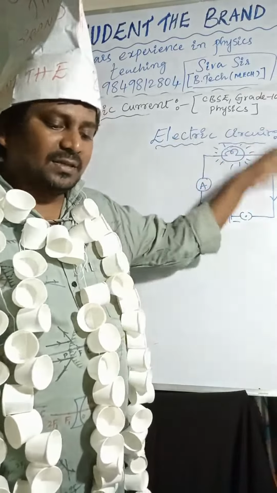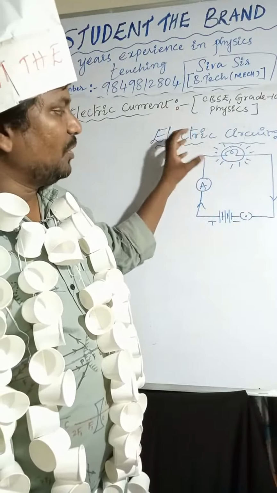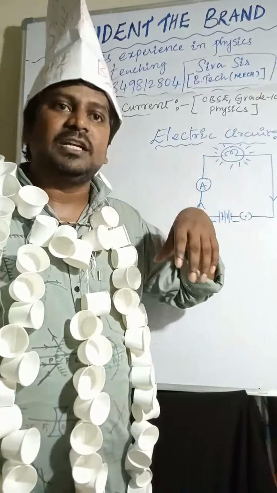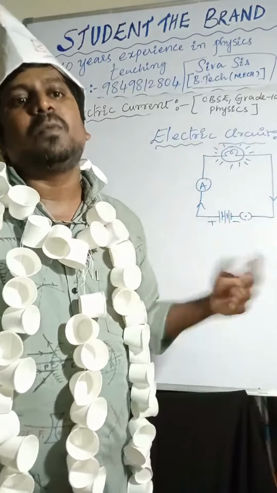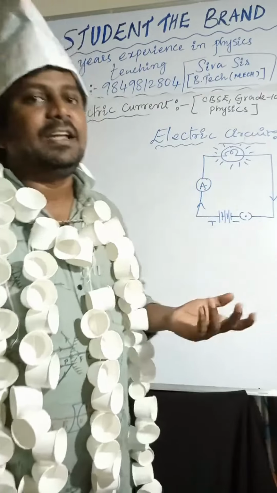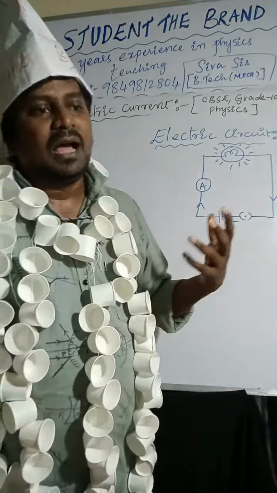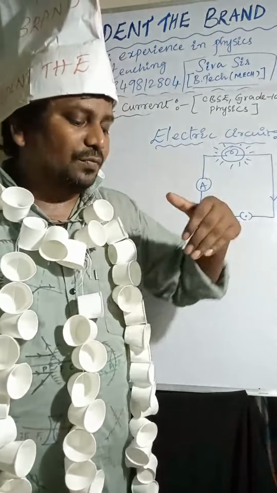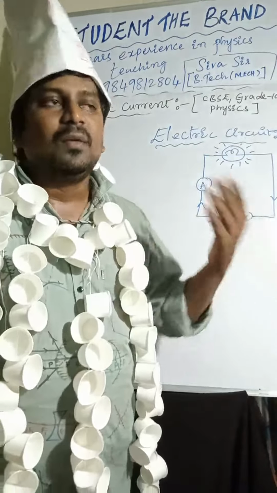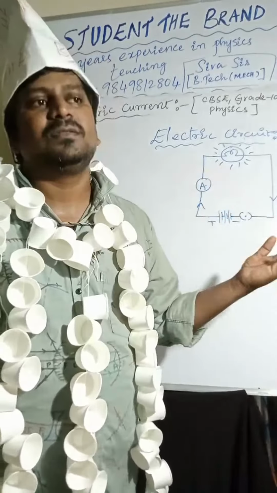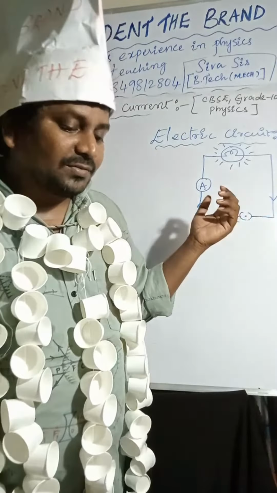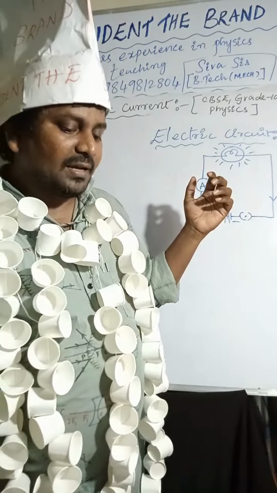So if the current is passing here, the current is passing from positive terminal to negative terminal. Before the discovery of electrons and protons, scientists gave the definition that the flow of positive charges is considered as the flow of electric current. But actually after the discovery of electrons and protons, scientists identified that the movement of the electrons gives the flow of current in the circuit. That's why I'm taking it here.